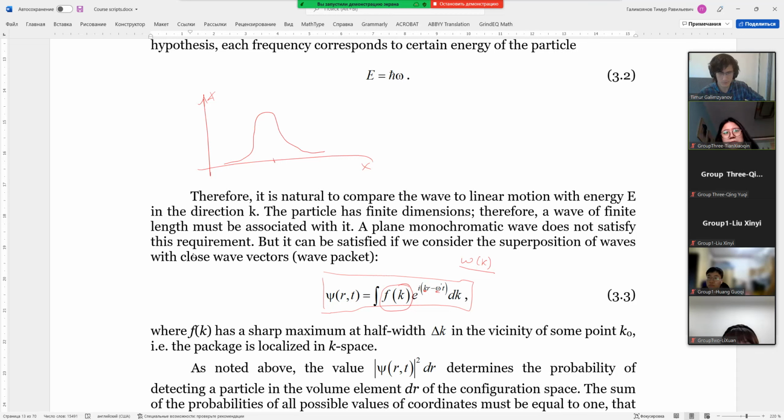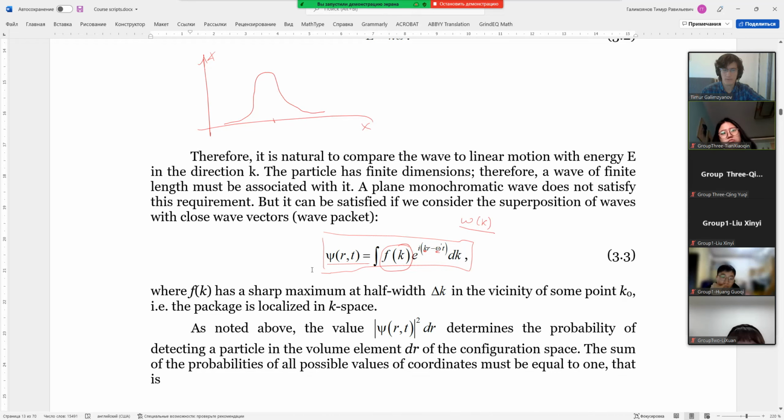Some of you, or the majority of you, know that it's just a Fourier decomposition, which is the Fourier image, in real time and real coordinate. Then we need to describe what is the physical meaning of this wave.